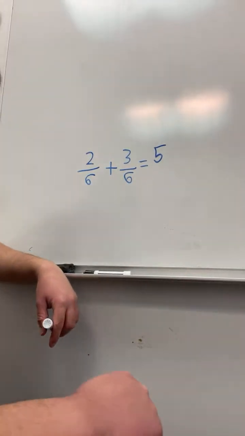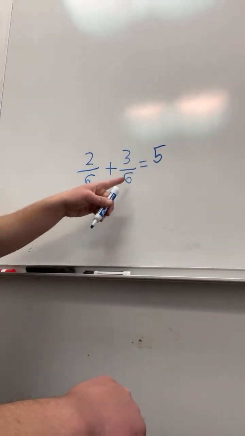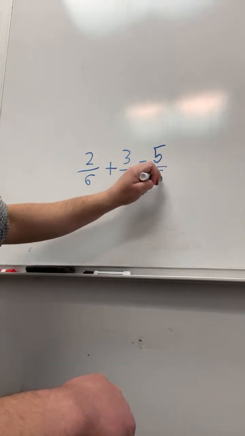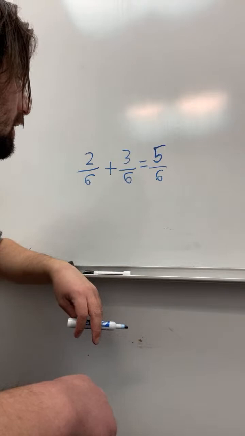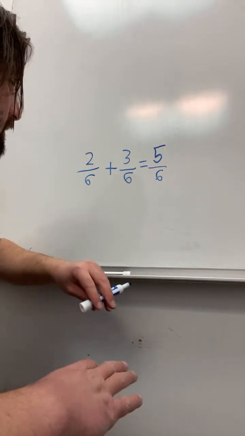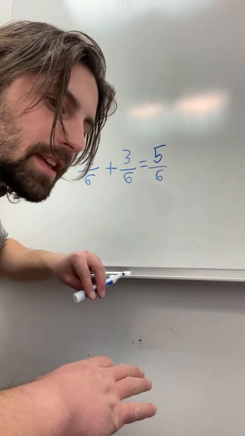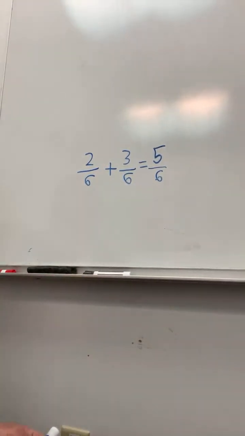So since the bottom number in both of these fractions is 6, we keep that the same, and we have our answer. 2/6 plus 3/6 is 5/6. 2/6 plus 3/6 equals 5/6.